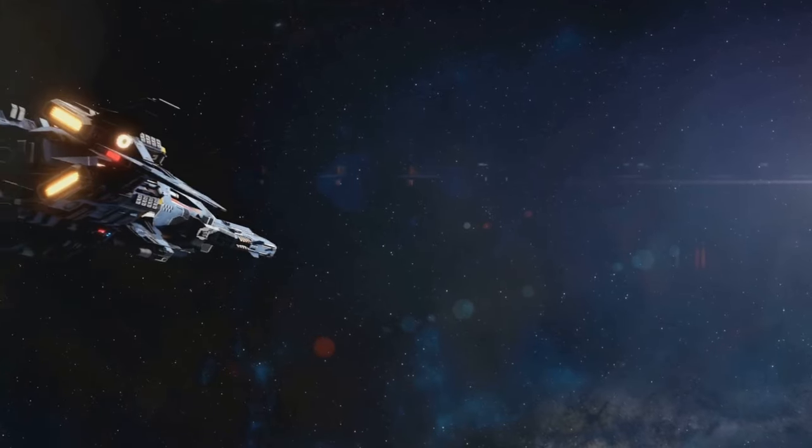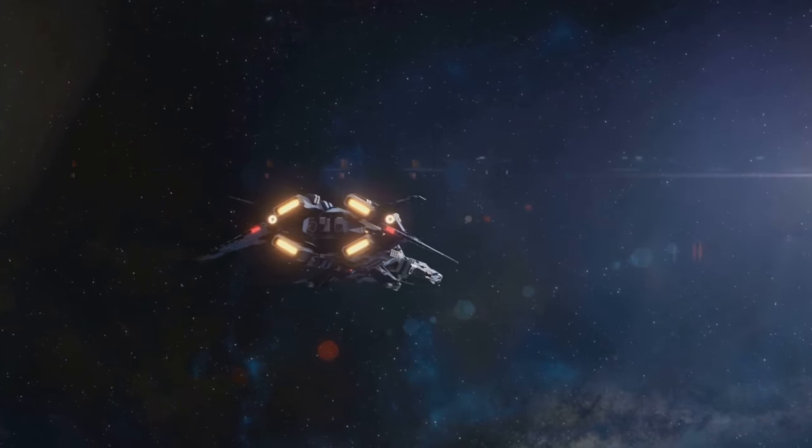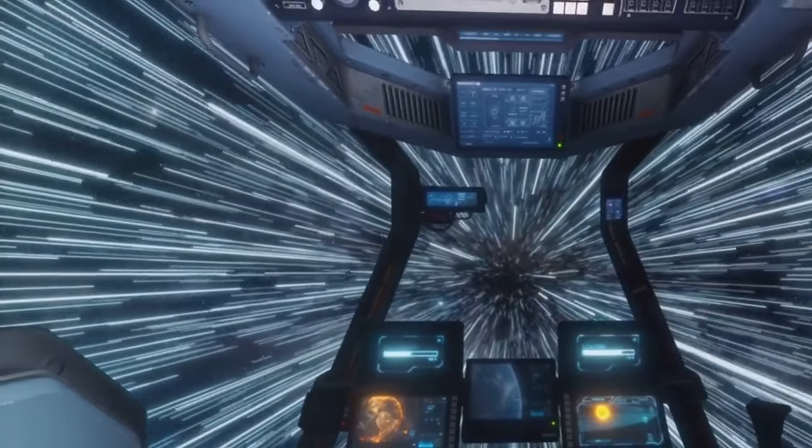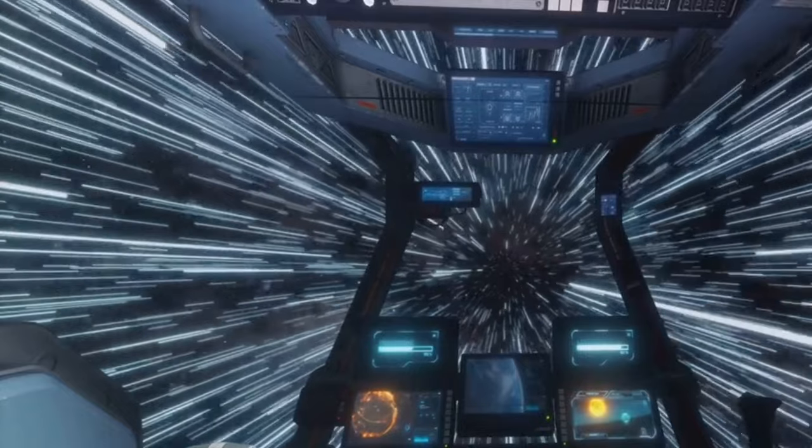Let's explore some hypothetical scenarios. Scientists have theorized about particles called tachyons, which are said to travel faster than light. However, these remain purely theoretical, with no experimental evidence to support their existence.